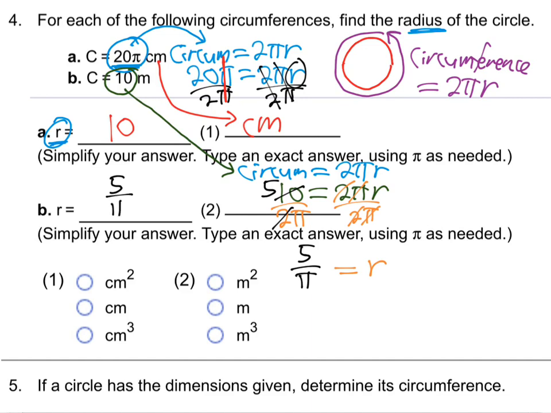So it's 5 over pi. And the units just stay the same. We're not messing with units here. Just meters. It started with meters. It's still meters. All of that. Questions on that? That makes sense? Just using the circumference formula. Dividing by 2 pi to solve for r.